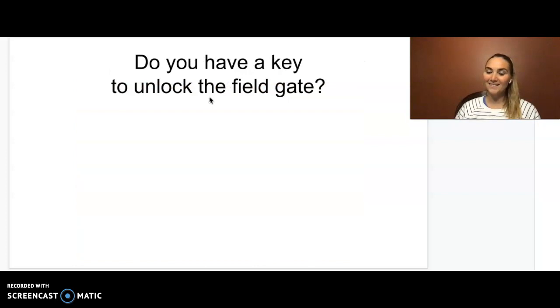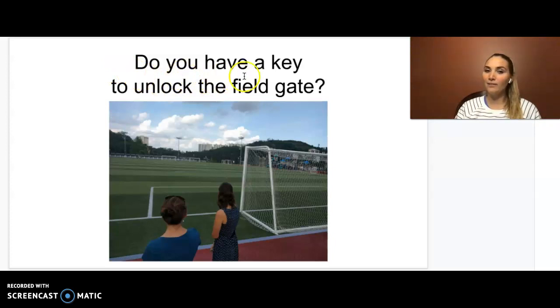Whisper read the sentence. Do you have a key to unlock the field gate? Do you spot the base word and prefix in this sentence? The word unlock uses the prefix un, which means not or opposite. So to unlock is to not lock the field gate.